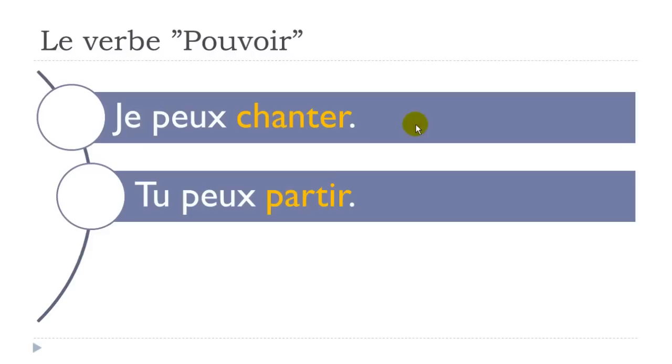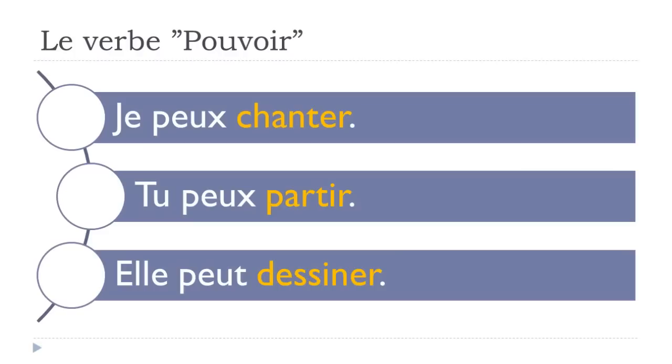Another example, tu peux partir. Partir is to leave. You can leave. Tu peux partir. Alright, same thing here. Okay, second verb, but basically coming right after, of course, and then at the infinitive form. Alright? Elle peut dessiner. Dessiner is to draw. Elle peut dessiner. She can draw.